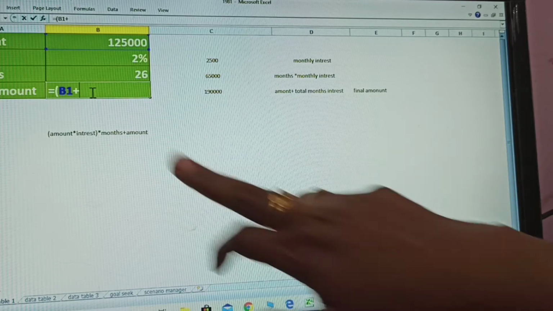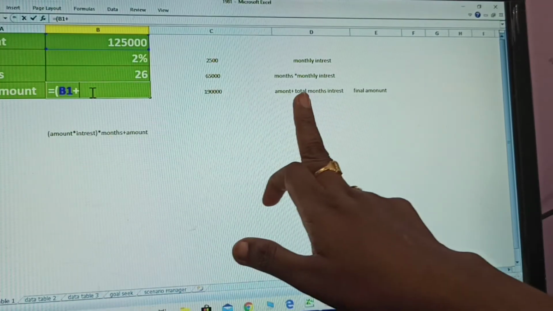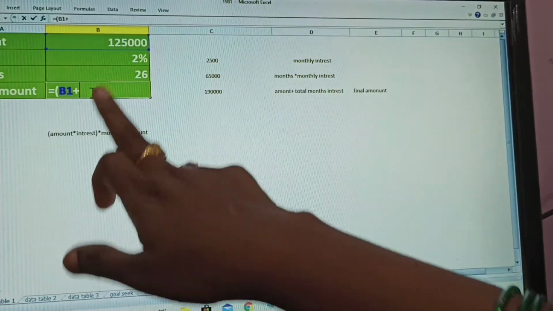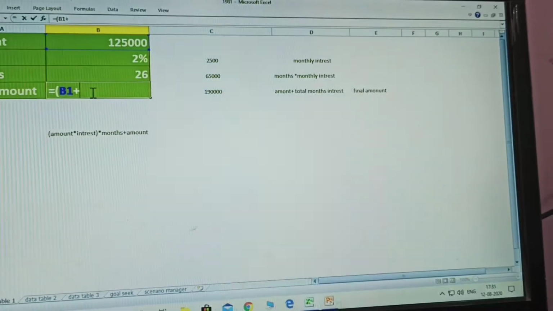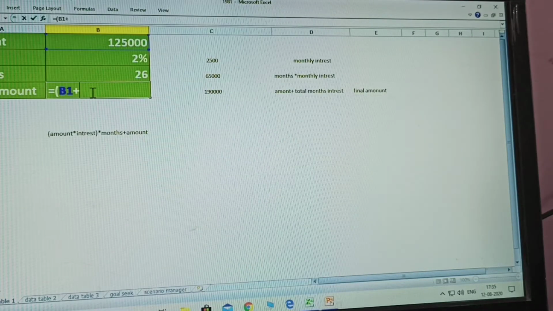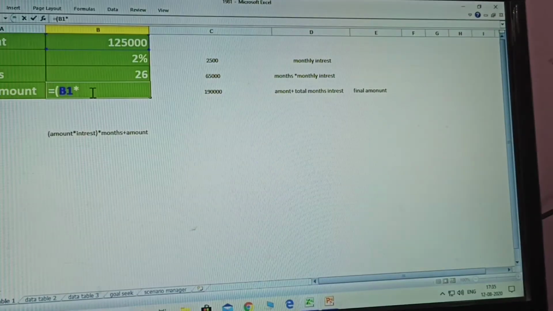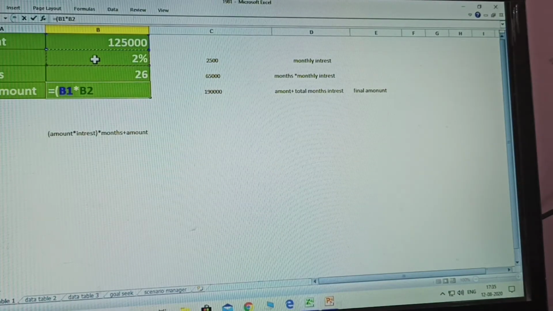Here, in this formula, this is the formula, sir, three formulas in this one. Amount into, not a plus, into means Shift 8. After that, interest, how much interest? 2%. Again, close the bracket. After that, months, how many months? 26. Into 26.